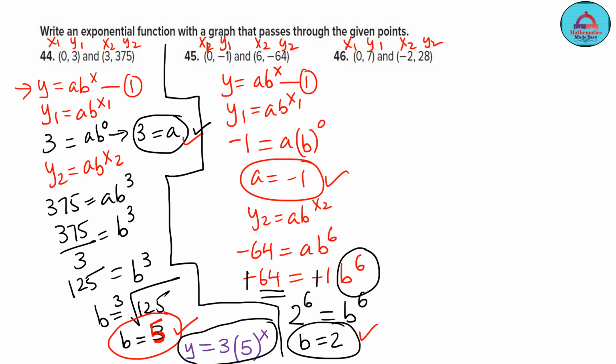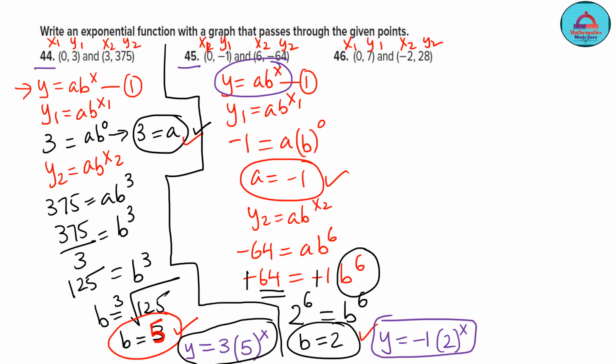So the final answer for this question is going to be, going back to the equation we started the question with, y equal to a times b to the power x. That's your final answer. Now I hope you've understood how to do these kinds of questions.